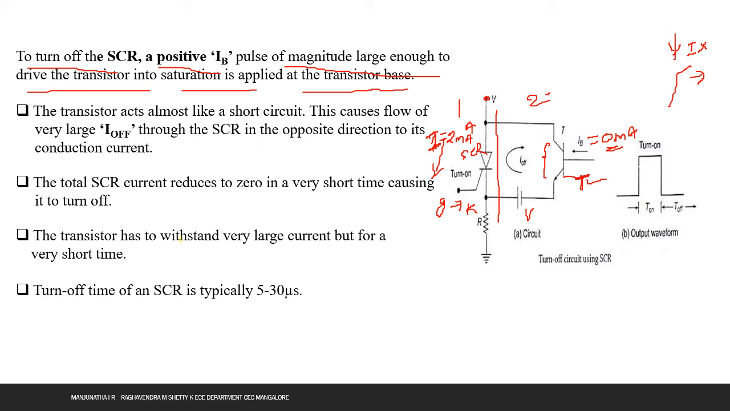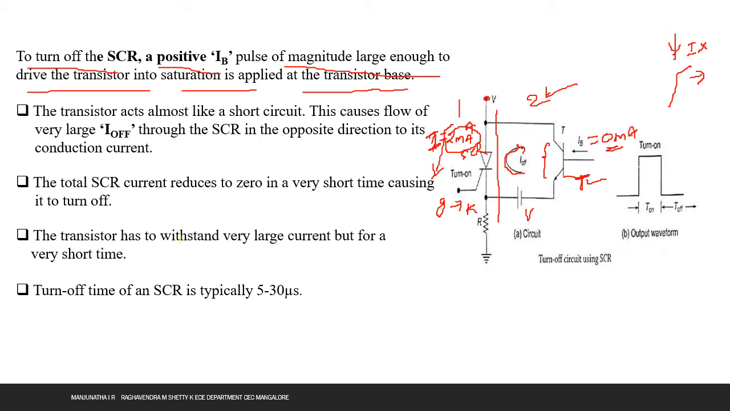So now we want to make the SCR turn off. What does that mean? On the other side, from circuit part 2, we make current flow in the opposite direction, and its magnitude is almost equal to this 2 milliamps.